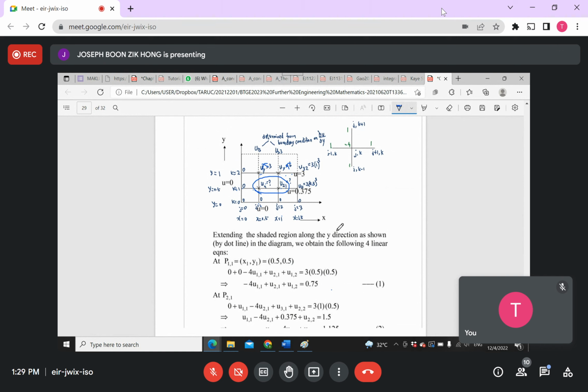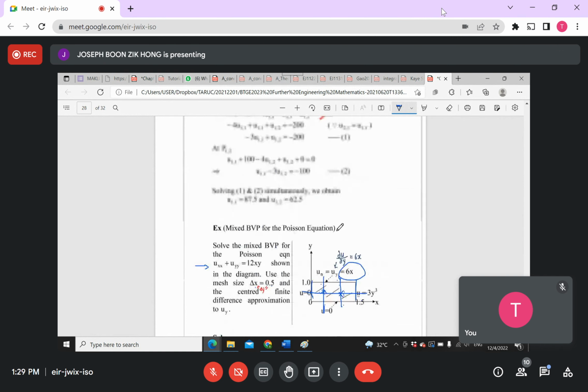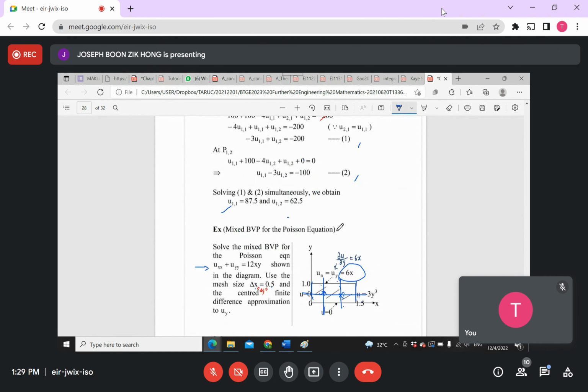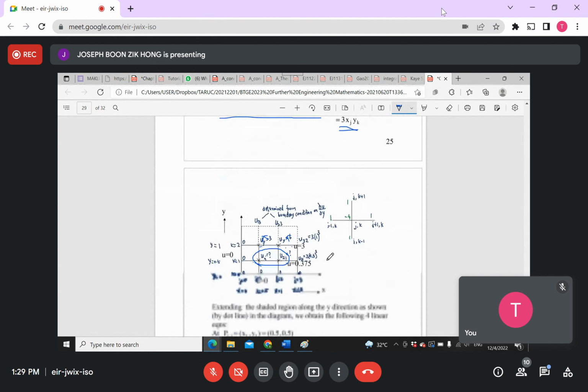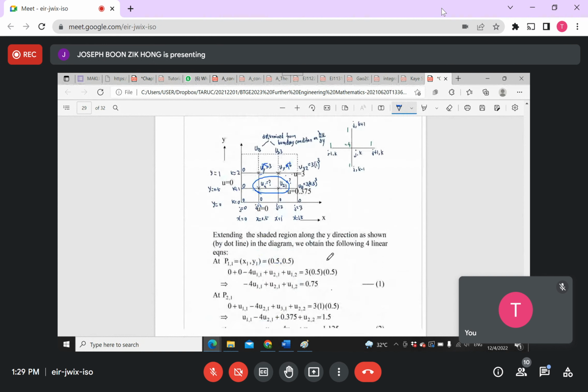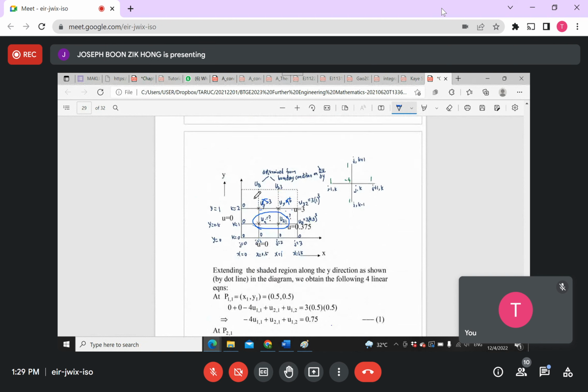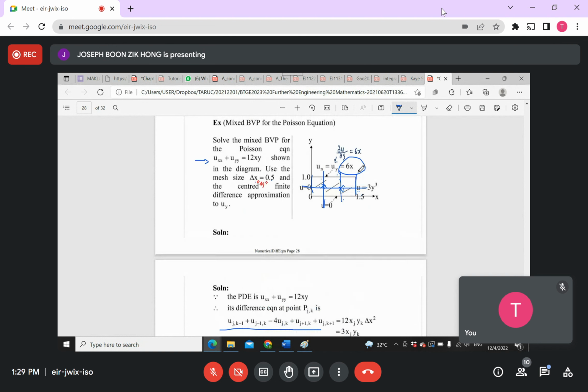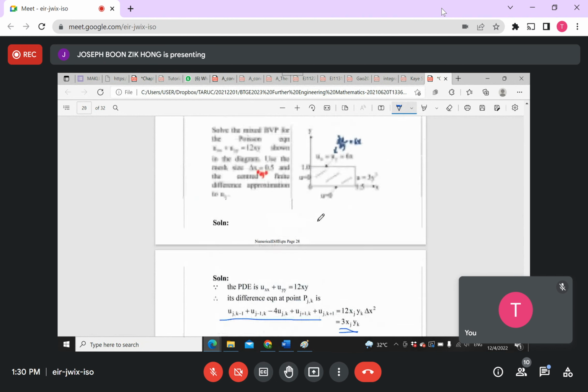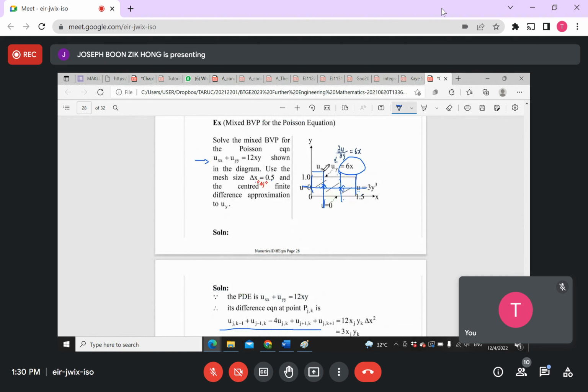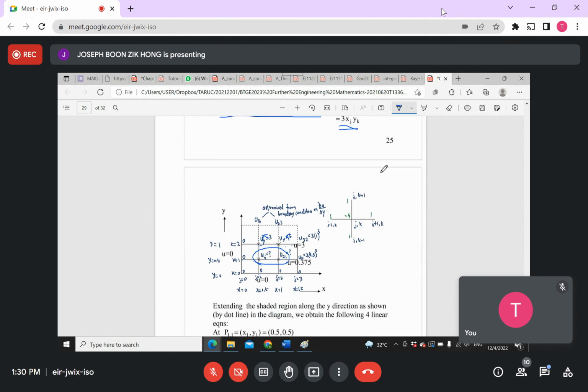Why so sudden? Doesn't mention the y is from where to where. Okay, I assume, because if follow this one it is only up to 1.0, but let's say assume it's up to here. Should be up to here. Let's say it's a mistake of questions, okay, then 6x should be this line, not this line. Okay, the blue line, not the black one. Okay, then this one will be workable.